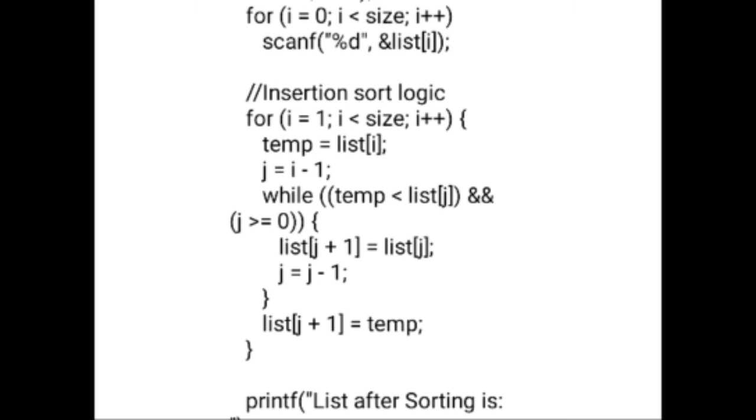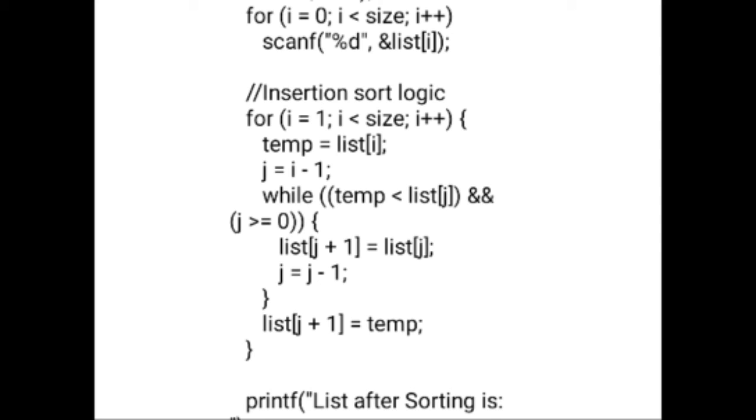Insertion sort logic. For i equal to 1, i less than size, and i plus plus. Temporary variable equal to list of i. j equal to i minus 1, while temp is less than list of j and j is greater than or equal to 0, list of j plus 1 equal to list of j, and j equal to j minus 1. Then list of j plus 1 equal to temp.